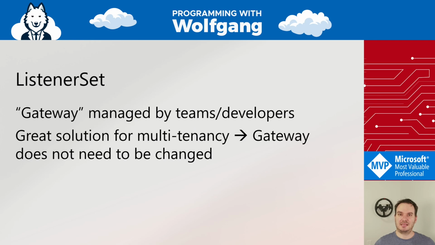This also means that the gateway doesn't need to be changed. So I configure one default gateway with port 80 because that's what the gateway needs, even though it's never used. And then the teams just create the ListenerSet they need for their applications.